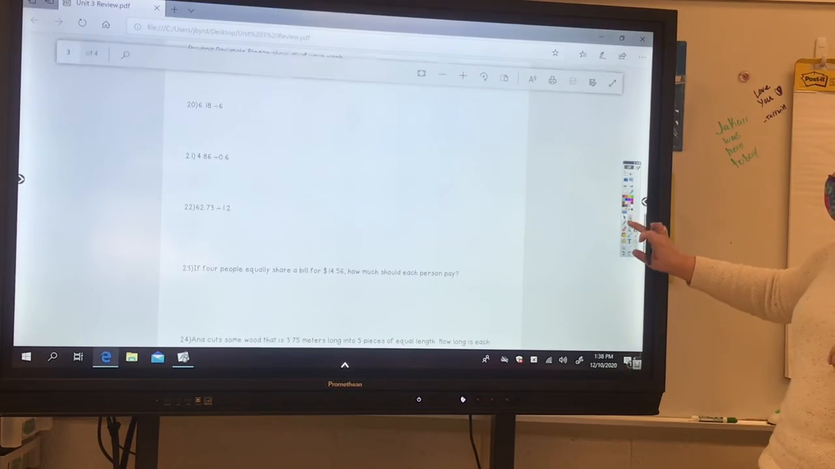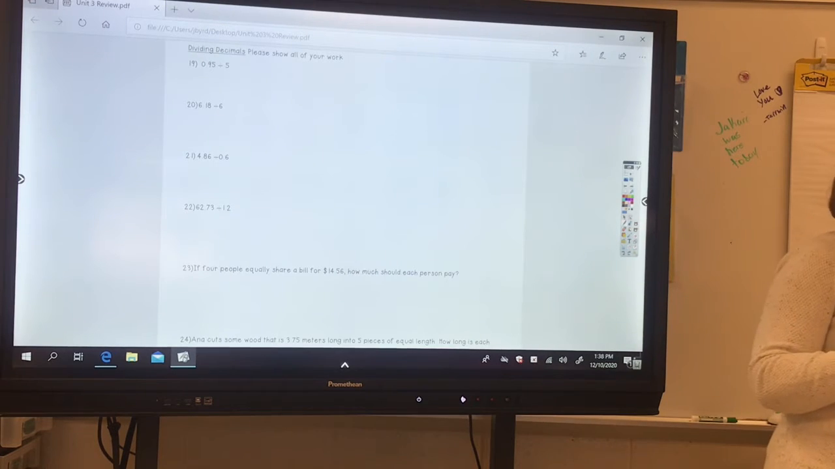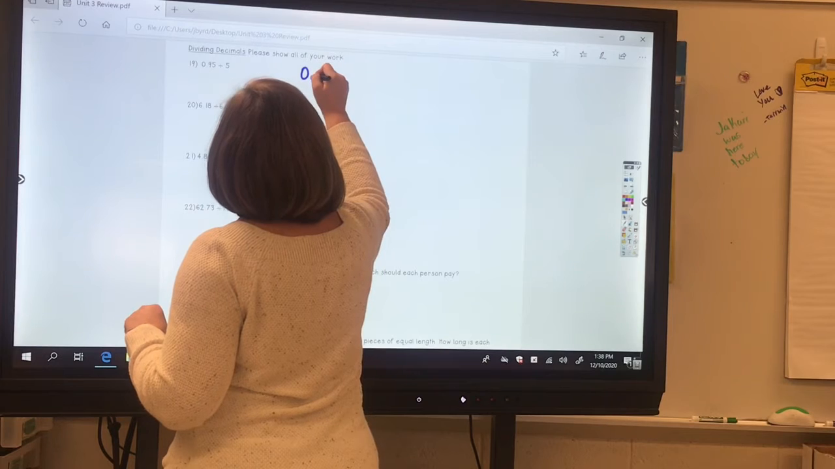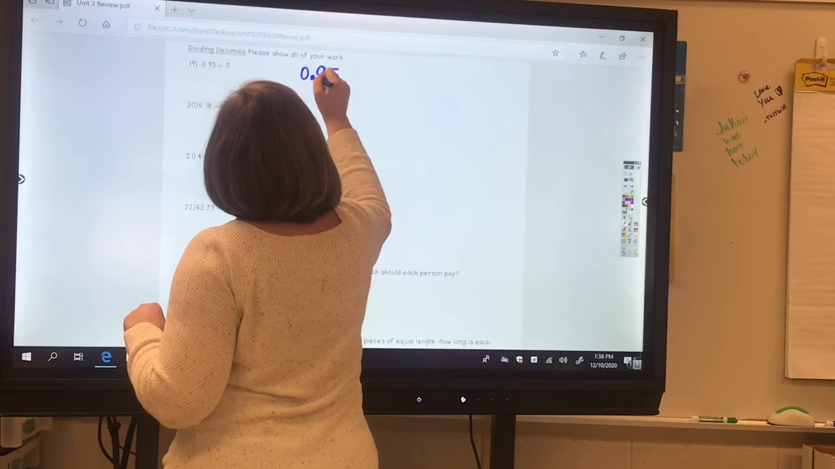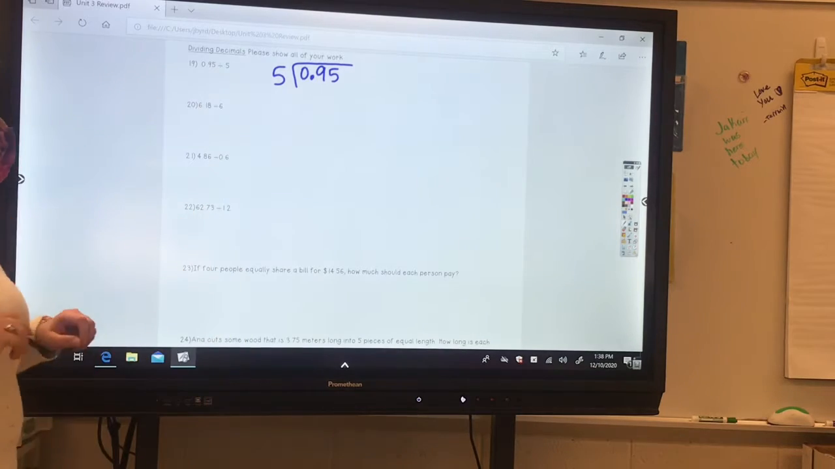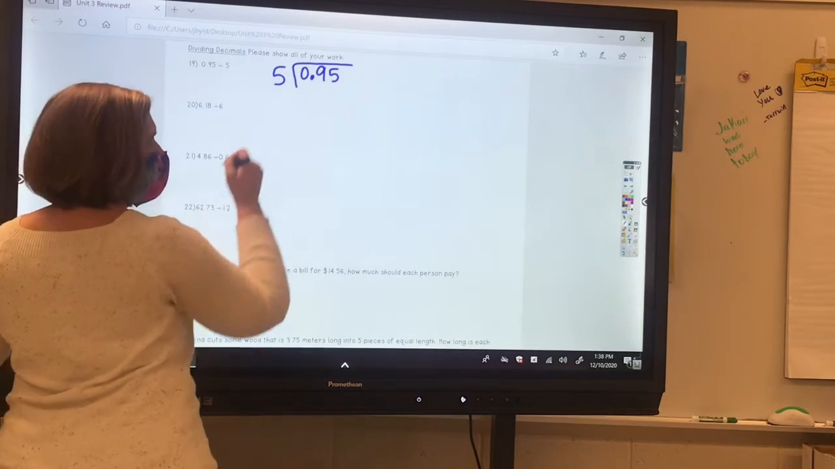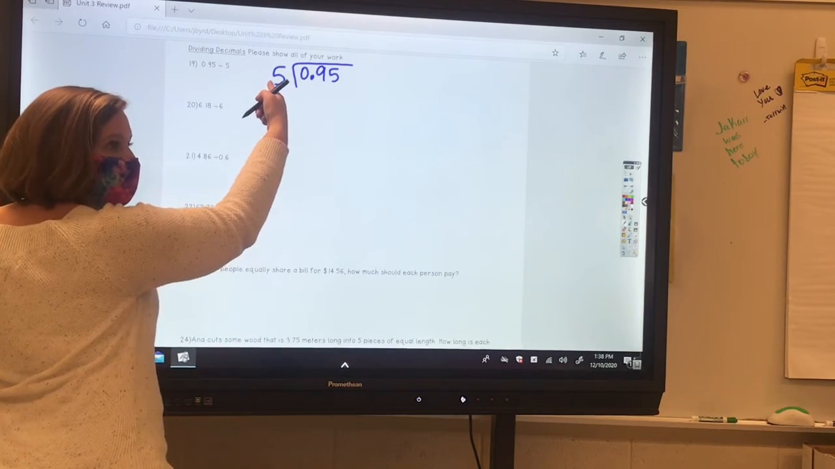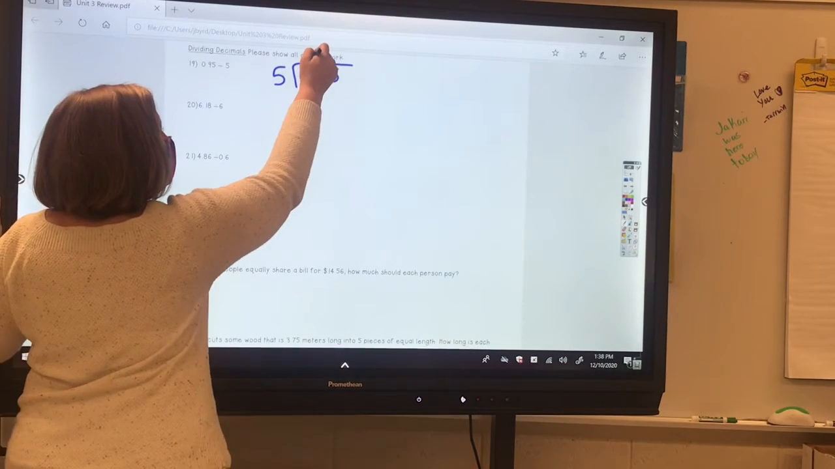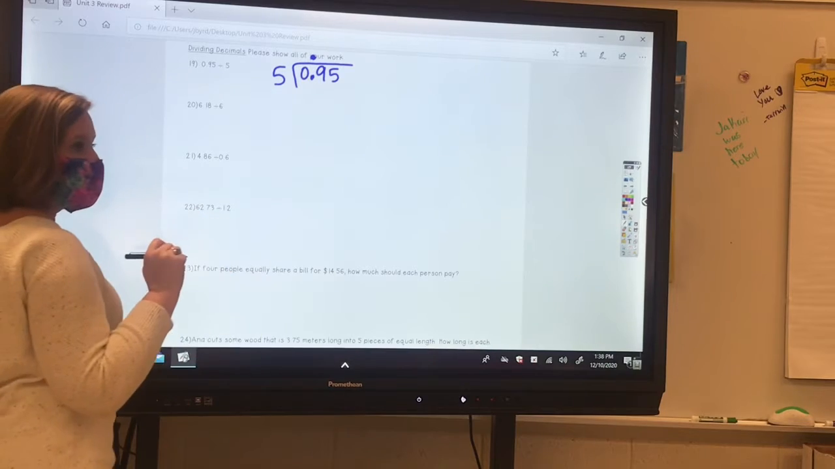Number 19. All right, we have 95 hundredths divided by 5. When we divide decimals, what do we have to do? Move the decimal over. No. Well, do I need to? No, I don't need to. So what do I need to do here? Raise the decimal straight up. Straight up. How many times will 5 go into 0?